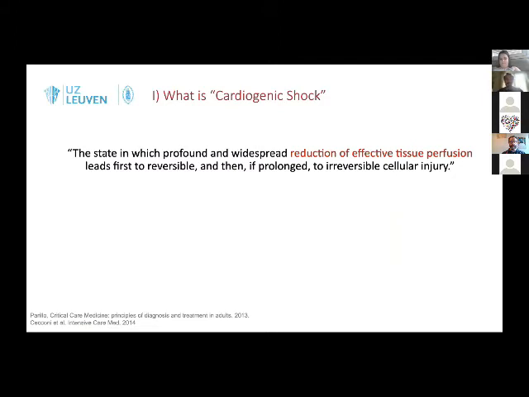So I think the most common one that best describes what cardiogenic shock is the stage in which profound and widespread reduction of effective tissue perfusion leads first to reversible and then, if prolonged, to irreversible cellular injury. So we need an ischemic state in the end organ system, and it is actually a system that goes from initially reversible to prolonged and irreversible state, and I'll come back to this later on.